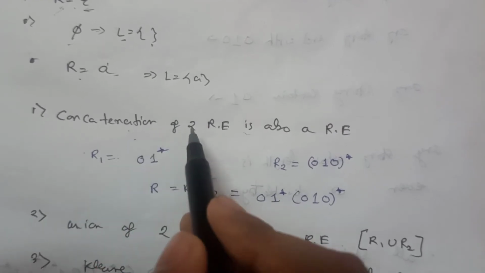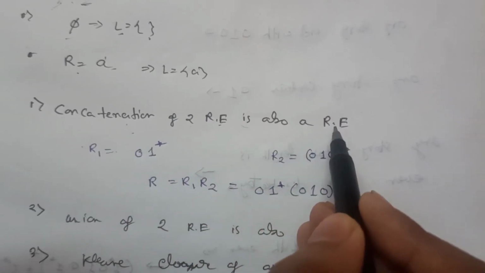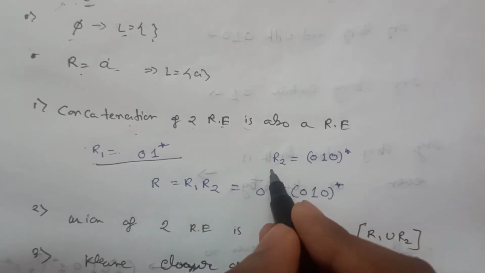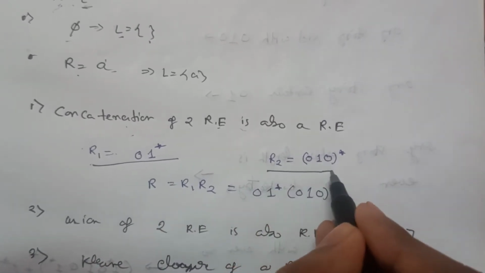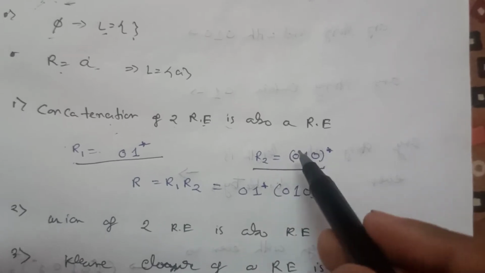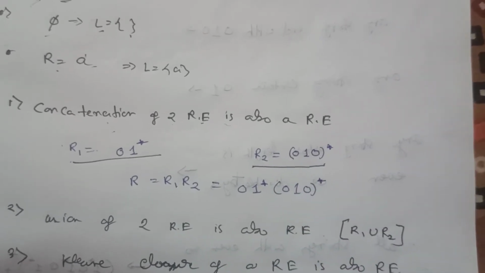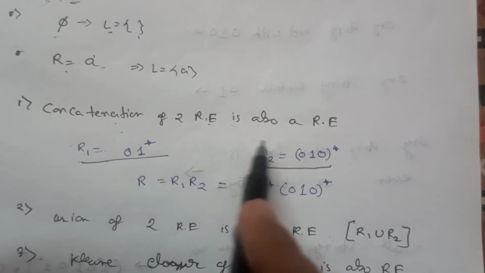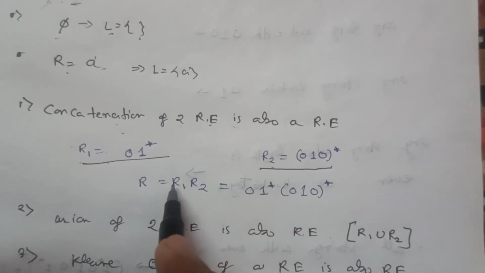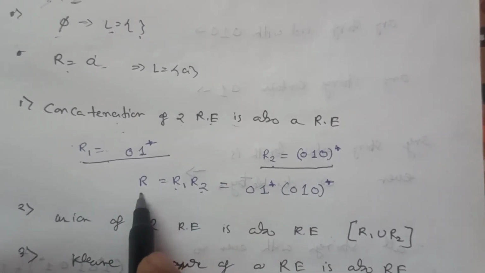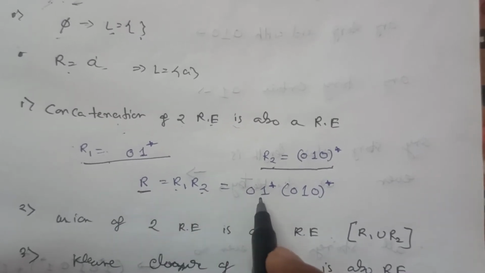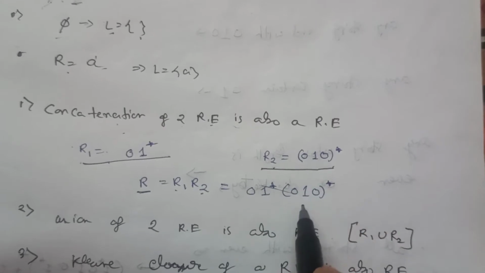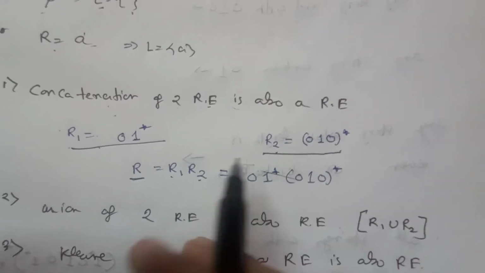The concatenation of two regular expressions is also a regular expression. Suppose there is a regular expression r1 equals 0 1 star and r2 equals (0 1 0) whole star. Don't worry, I will teach you how to write and form all these regular expressions. For now, just look at it. If we concatenate these two regular expressions and get another regular expression r, it will look like this: first 0 1 star and then (0 1 0) whole star. So this is also a regular expression.